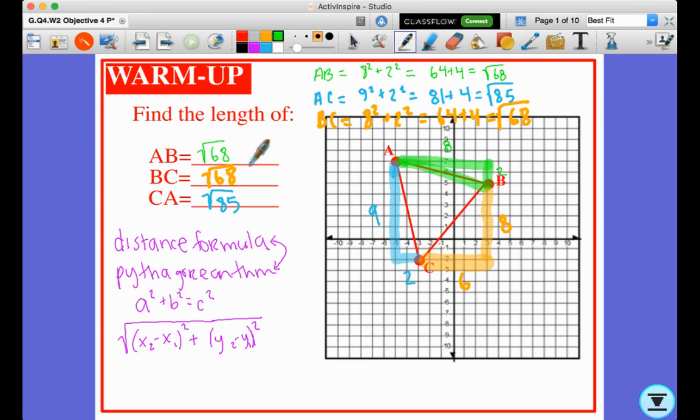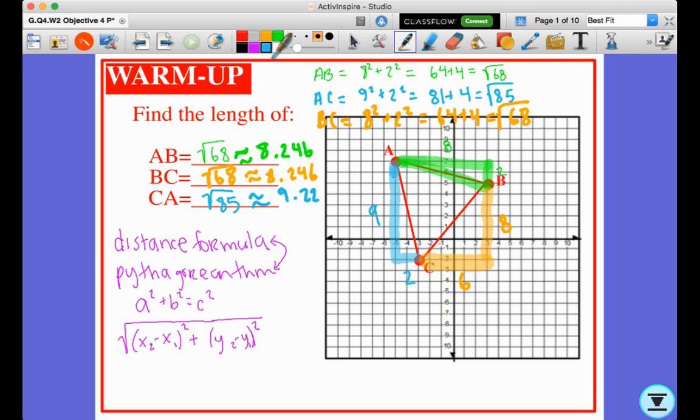If you are someone that is a big rounding fan, that's fine. So the square root of 68, I'm going to round it to about 8.246. Oh, are these the same? Oh, yeah, they are. So we just did that, 8.246. And this last one, the square root of 85, is approximately 9.22.